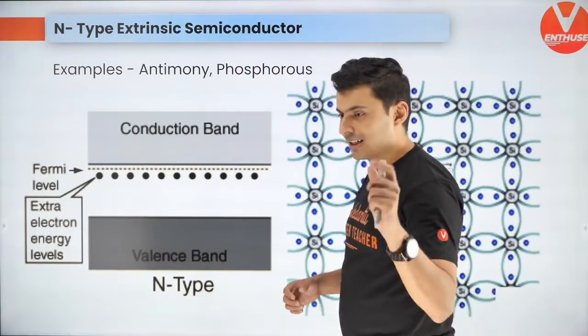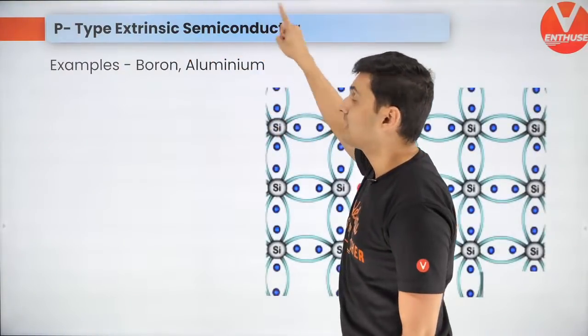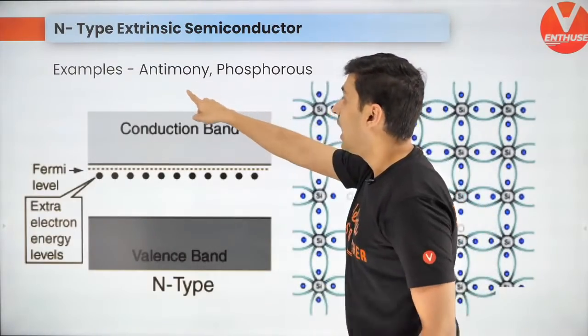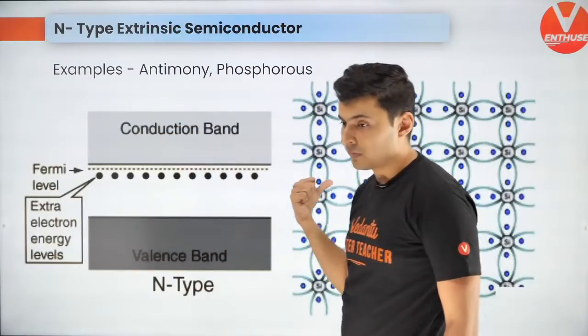Okay, clear, very good. Now, similarly, P-type extrinsic semiconductor. So, I hope you noted down those examples also. Antimony, phosphorus, these are examples of the pentavalent impurity.